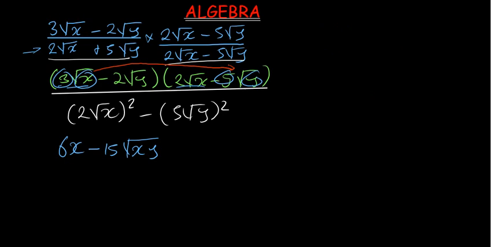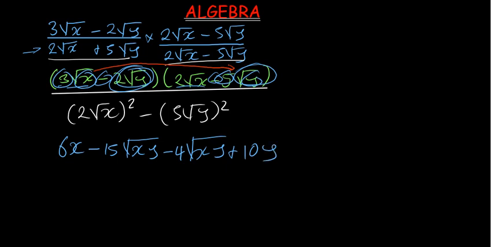Then now we pick this one: minus 2 root y multiplied by positive 2 root x. This will give us not positive, rather negative 4 root xy. Then last but not least, this one and that one: there's a negative and a negative, that would be a positive, and 5 times 2 is 10. Maintain y, because root y times root y is y.